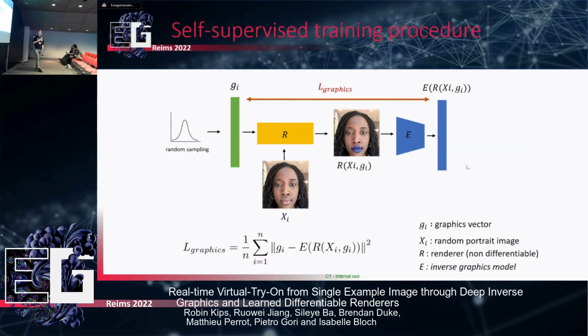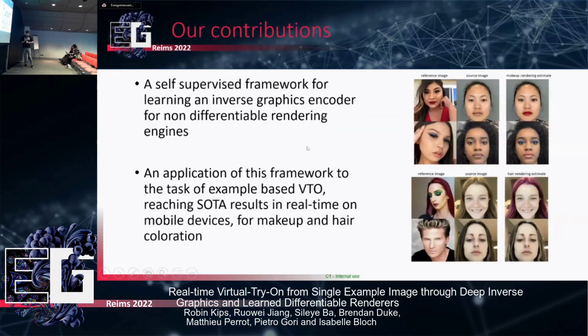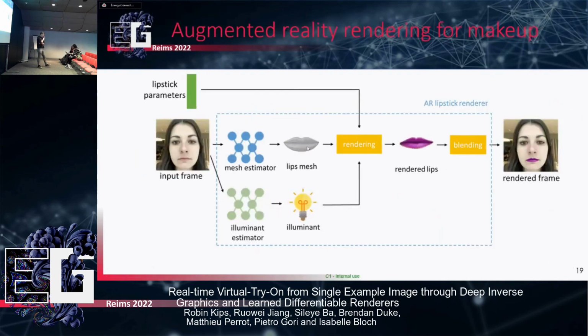In fact, you can consider this renderer as a black box. You are given a renderer that can generate this image with makeup for you, and you don't know what's happening inside. Because we designed the original one, we know it's working. For example, in the case of the lipstick, we have a 3D face model that is fitted on the face, and from that we can estimate the shape of the lips. So here the rendering is working in 3D.